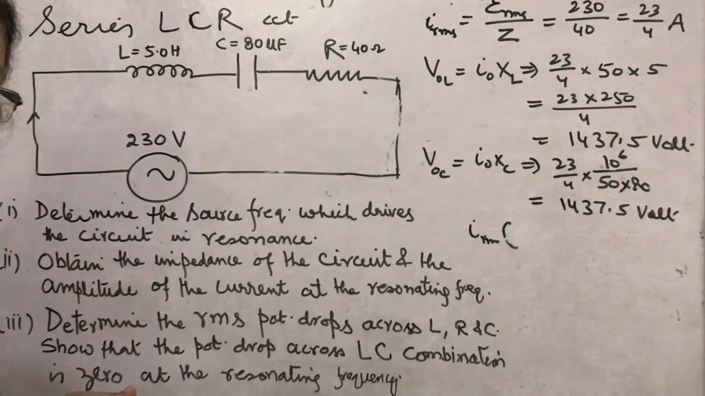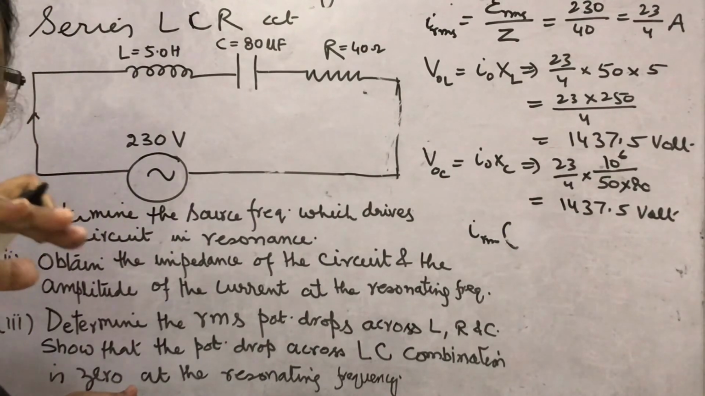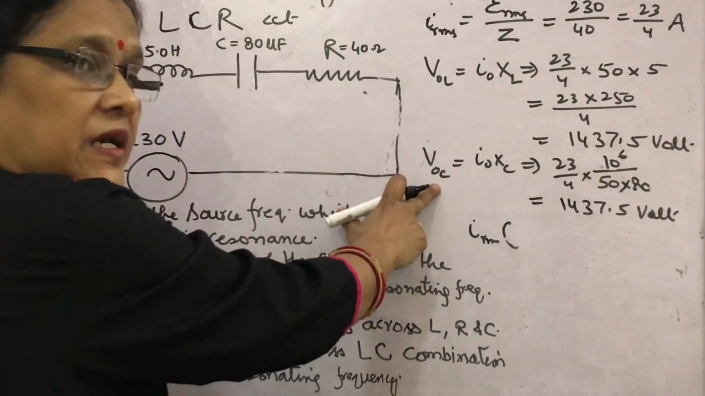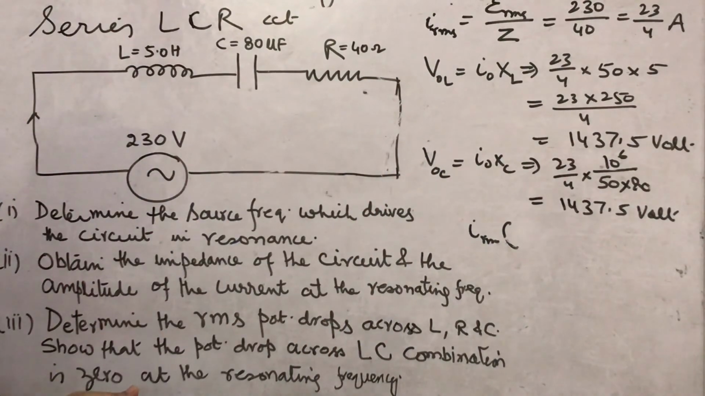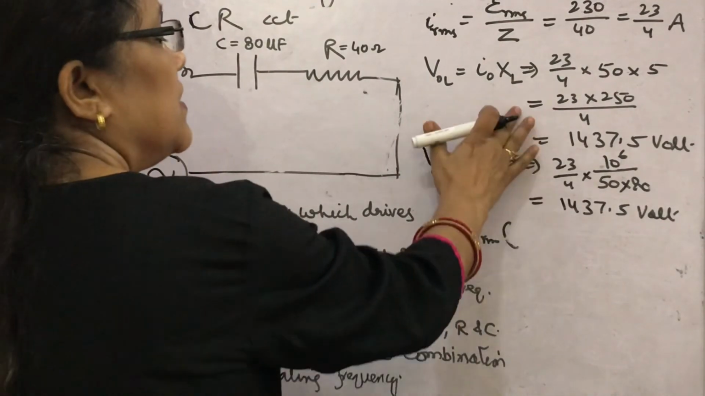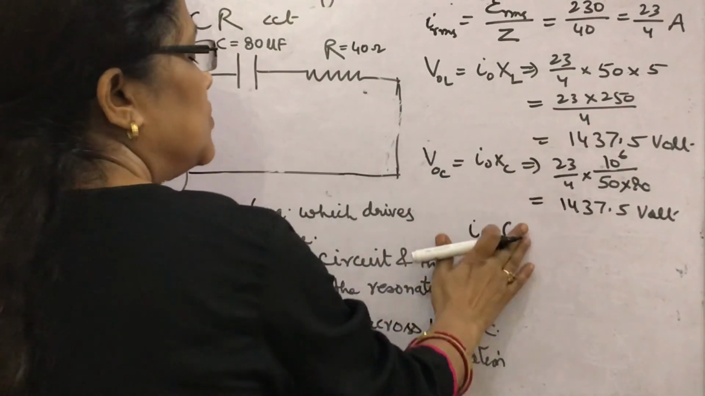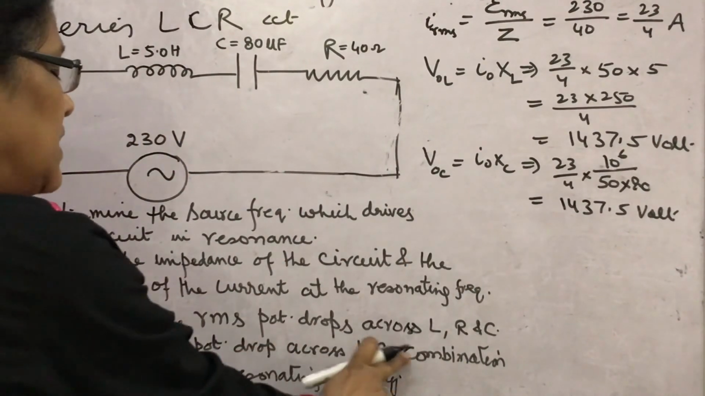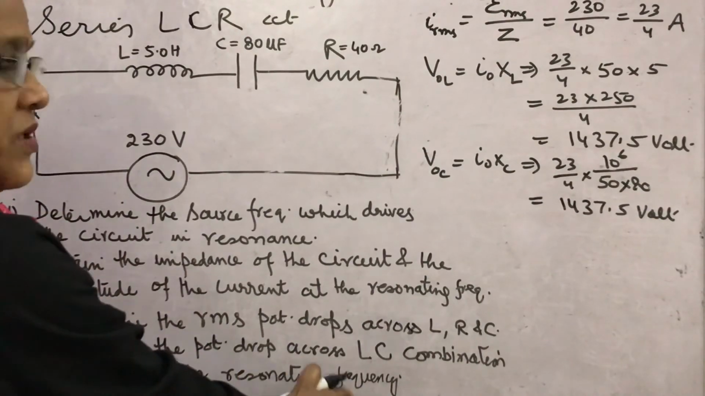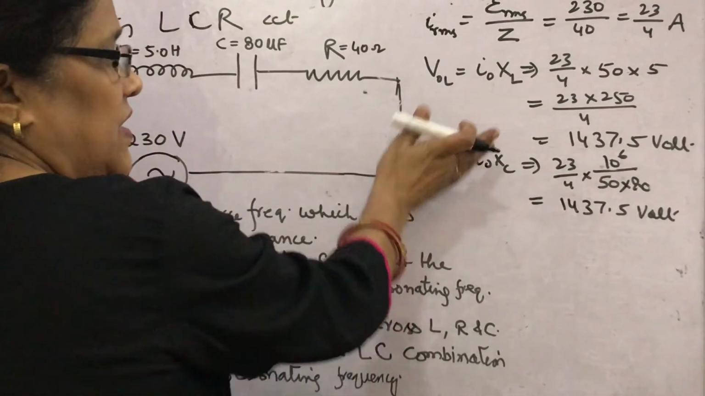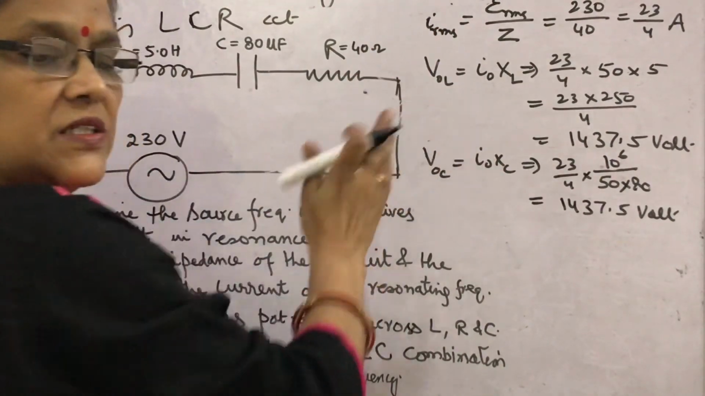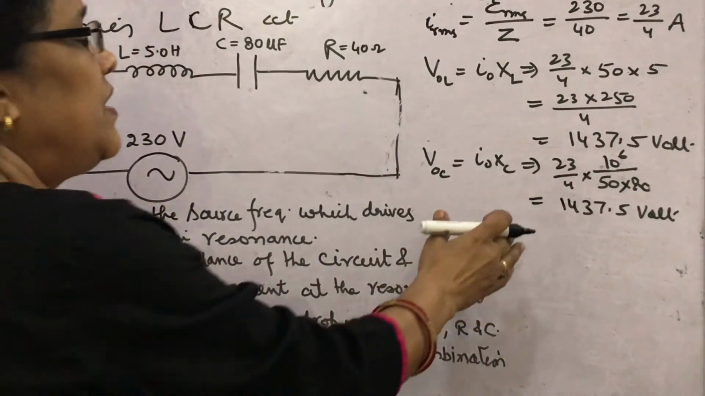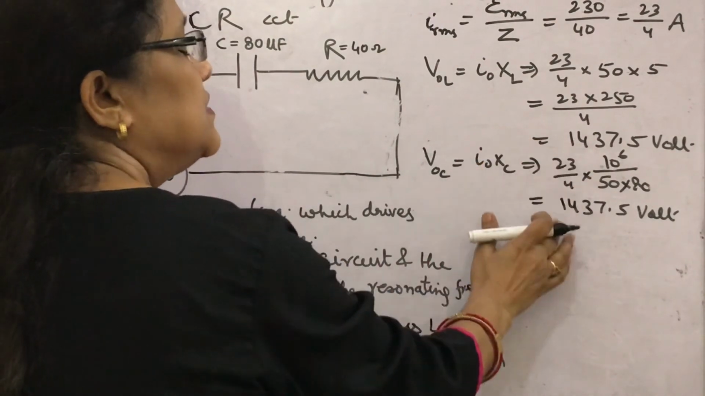We know that voltage leads the current by 90 degree in an inductor and voltage lags behind the current by 90 degree in a capacitor. In case of capacitor, it lags. In case of inductance, it leads. So what will be the net voltage across them? You will find that their sum will be 0. So you can write that the voltage potential drop across the LC combination is 0 at the resonating frequency. You have seen here that this voltage is leading and this voltage is lagging behind. So we can say that their sum is 0.